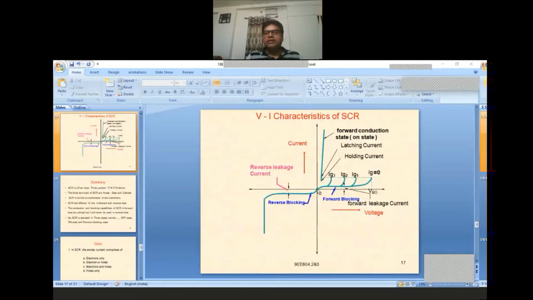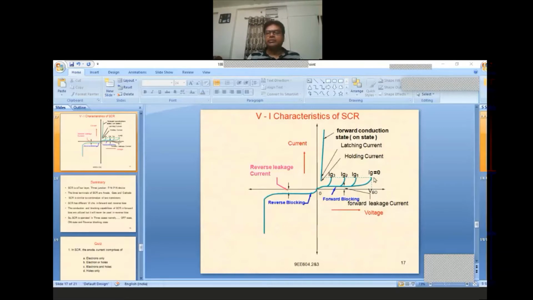The region which is shown here from 0 to VBO is called forward blocking state or forward blocking mode or off state of the SCR. The SCR is used in three different states. Here it will be connected to the supply voltage, which will be appearing across it, but it will be fully blocking it, and it will not conduct. That is forward blocking or off state.